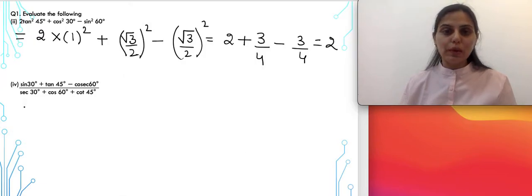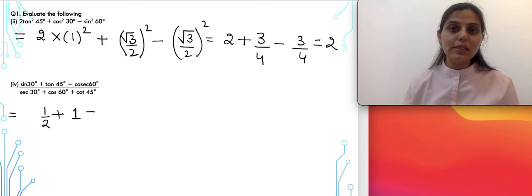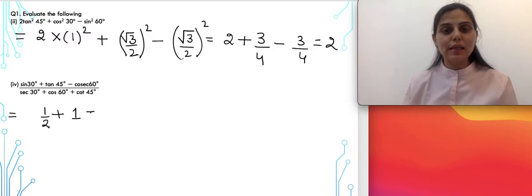Moving on to the fourth part now. Let's put the value for sin 30. Sin 30 is 1 upon 2 plus tan 45, which is 1, minus cosecant 60. Now cosecant 60 is the reciprocal of sin 60. So sin 60 is root 3 by 2. That means cosecant 60 will be equal to 2 upon root 3.